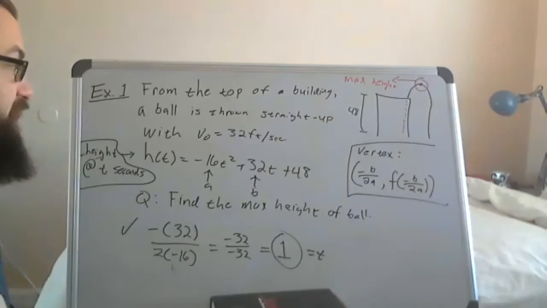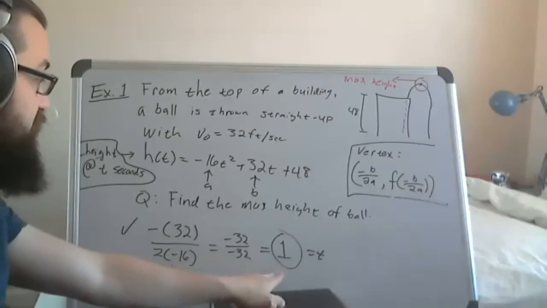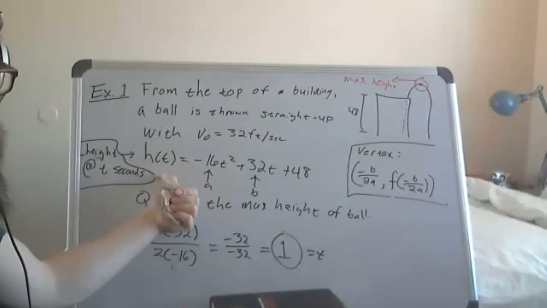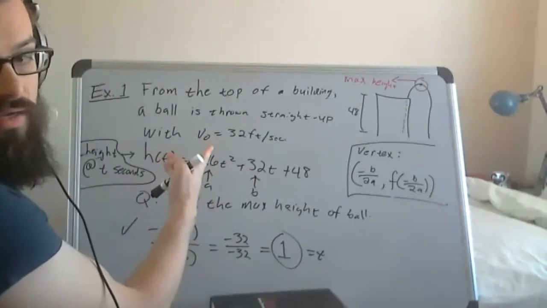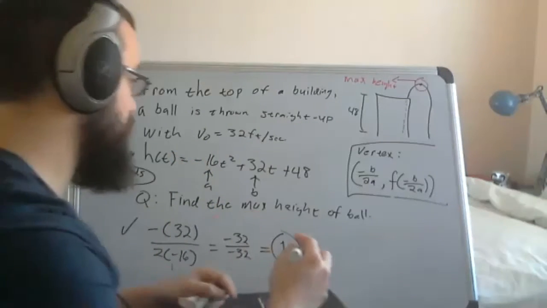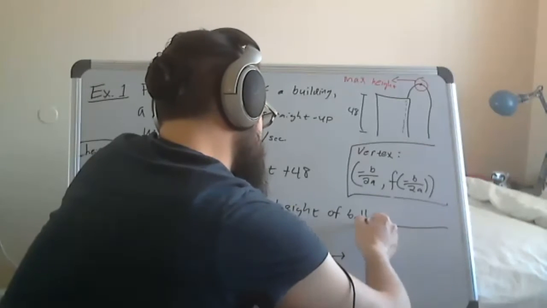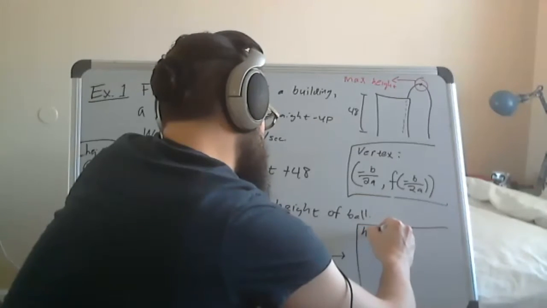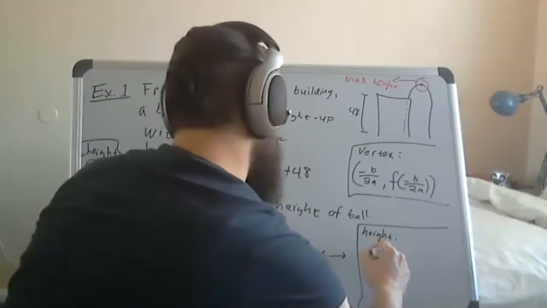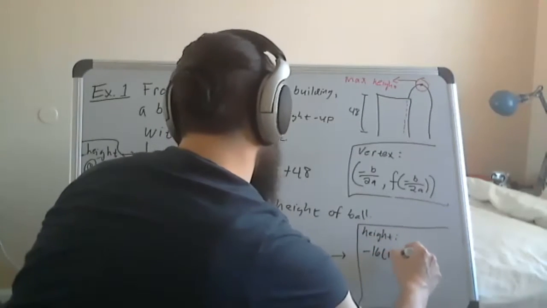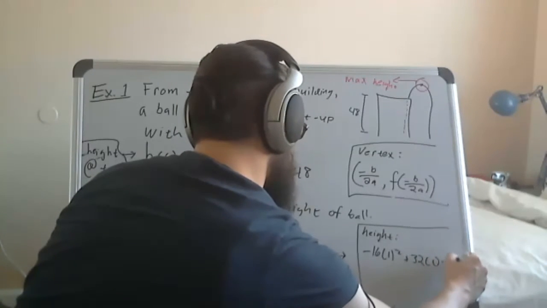So now we still need to find the y value for this. All we need to do is take t equals 1 and plug it into this height function. If we plug a time into this, it spits out a height. So it's height time. We're just going to plug in 1, so we get negative 16 times 1 squared, plus 32 times 1, plus 48.